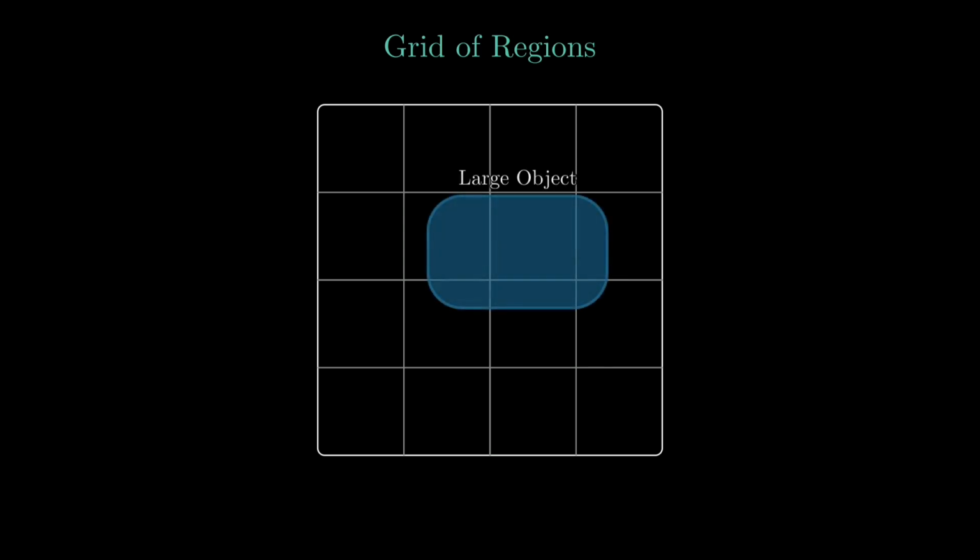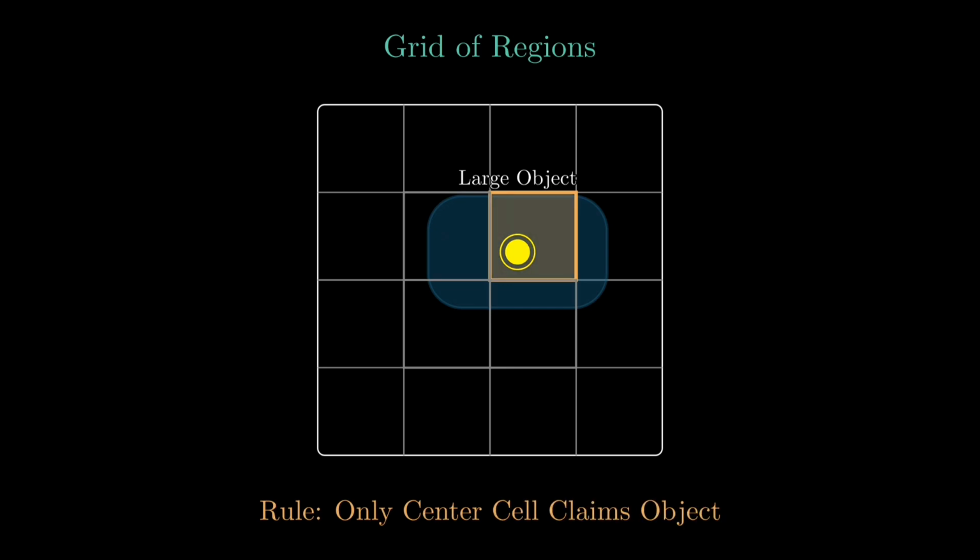This structure leads to a large but very organized output, a grid of regions, each producing a consistent set of predictions. To avoid chaos, one rule is enforced. If an object overlaps multiple regions, only one region is allowed to claim it, the region that contains the object's center. All other regions ignore it. This prevents the same object from being detected multiple times.